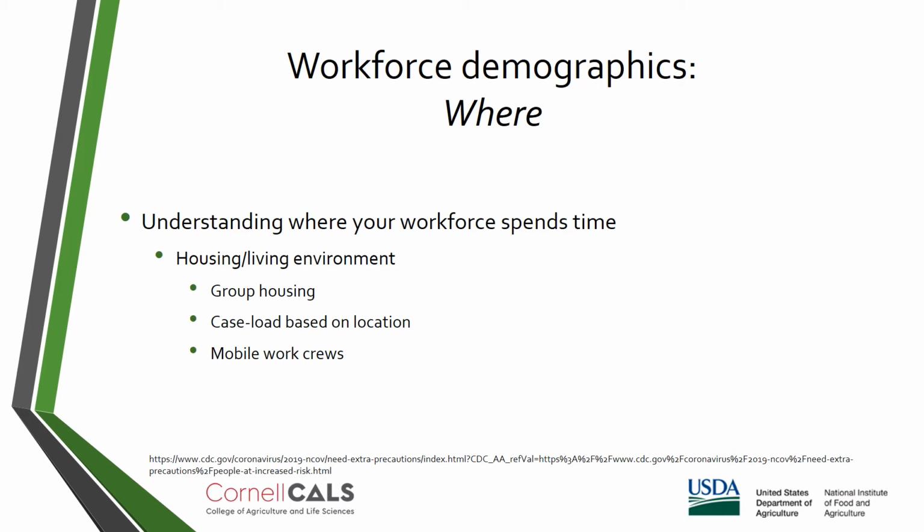Then we have where. So we should understand where our workforce spends time outside of work. So what is the housing and living environment? Is this a seasonal work crew where, let's say, we're in a produce operation and it's a mobile work crew and there's group housing? That's going to be a major factor in how we think about mitigation at the facility-by-facility level, versus if we have a population where everyone, a good part of the population, goes home to a subdivision in separate houses, and they drive to work separately every day. So things to think about from a housing and living environment standpoint are they in group housing, and are they a mobile work crew that stays together and travels together?